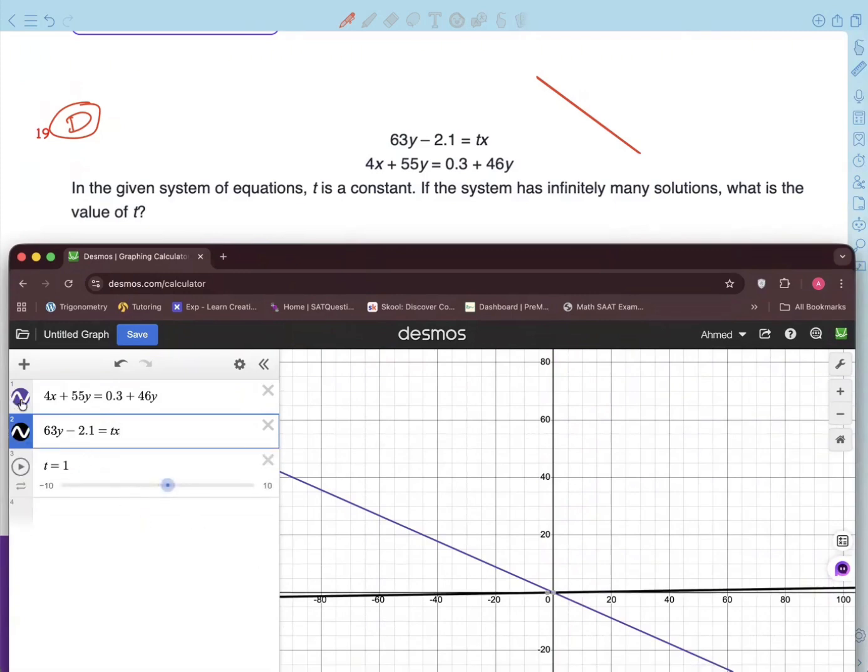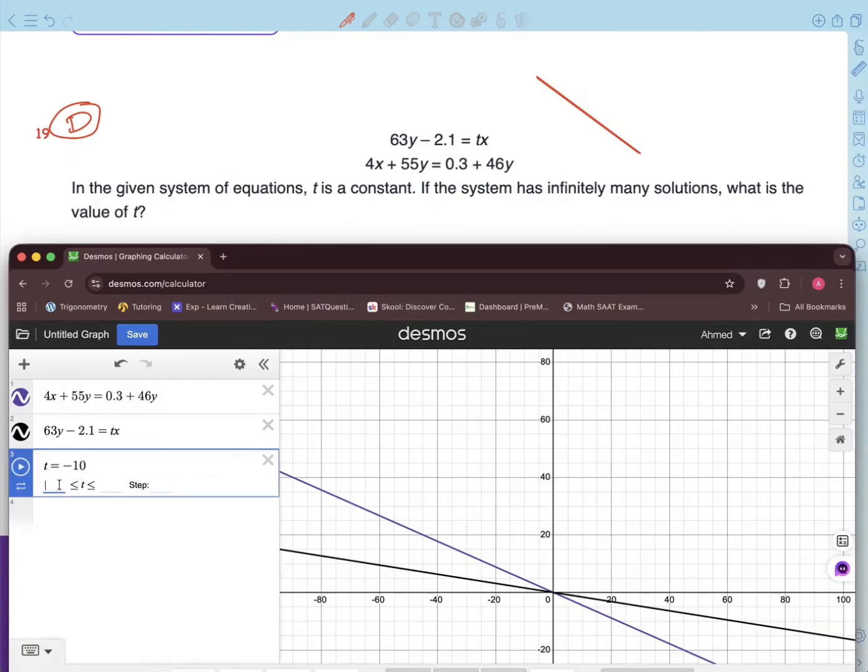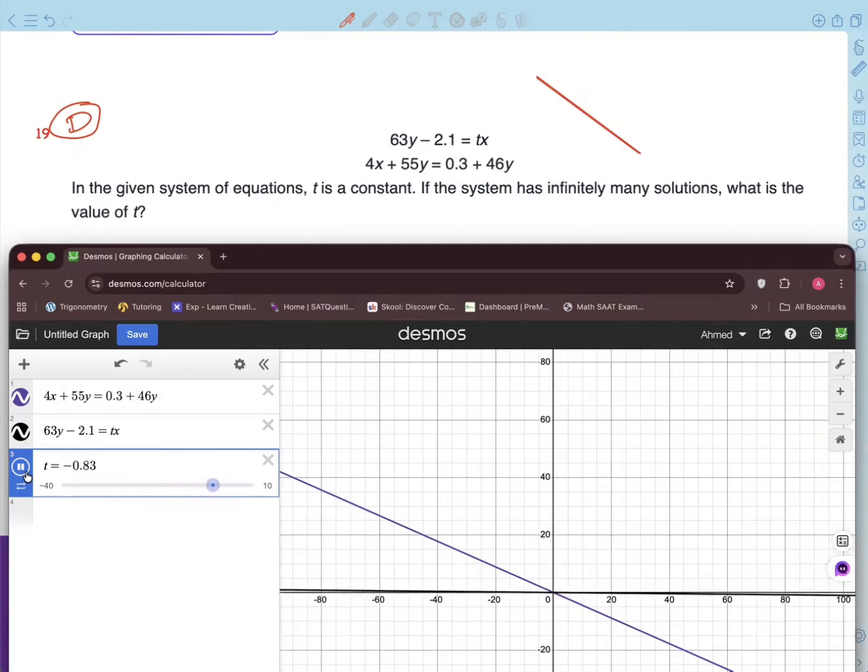So we have the purple, this is the equation, and we have the black. We will change t to make both lines the same line. I think we have to put t less negative, so we can put it between negative 30 or negative 40 and 10. Then we'll check. Okay, yes, it's negative 28 point something.